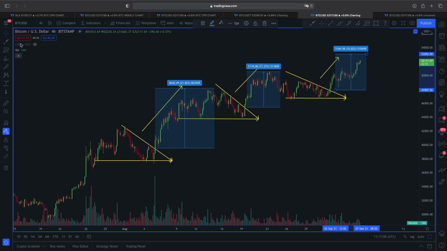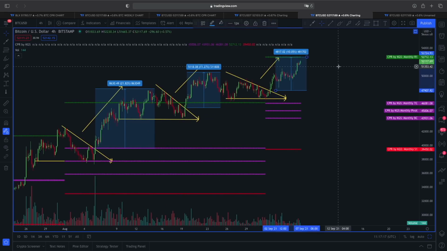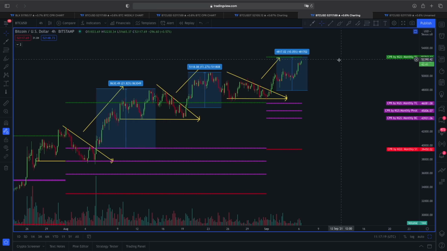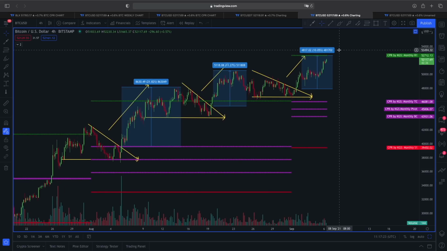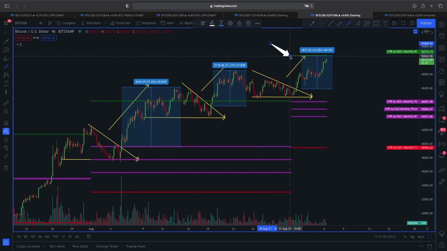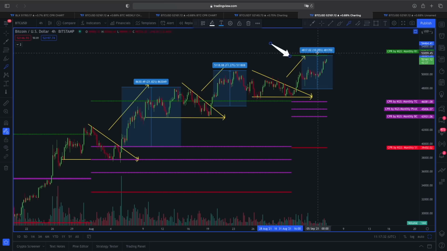If this trend manages to come at least towards the CPR line, our price target is going to be around a 10% move, right? This also could actually make sense. So right now for me, my price target is this CPR line, this green line, which is lying around the 52,700 price area. This is where we might be gravitating in the immediate short term.